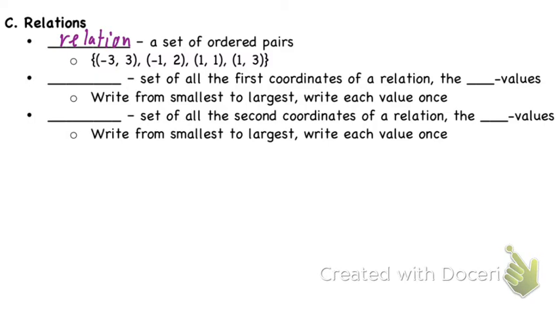And inside the set, we have 4 ordered pairs. We have the ordered pair negative 3, comma 3. Then we have comma. Negative 1, comma, negative 2 is the next ordered pair. Comma to tell us the next thing in the list. 1, comma 1 is the next ordered pair inside parentheses. And then 1, comma 3 is the last ordered pair in this set.